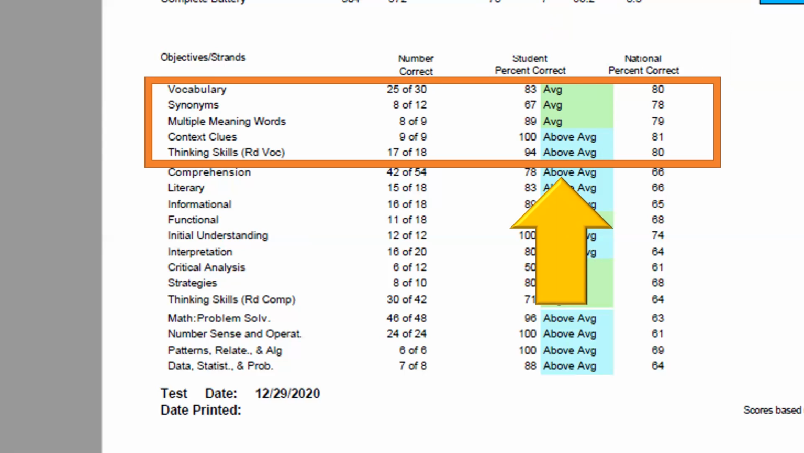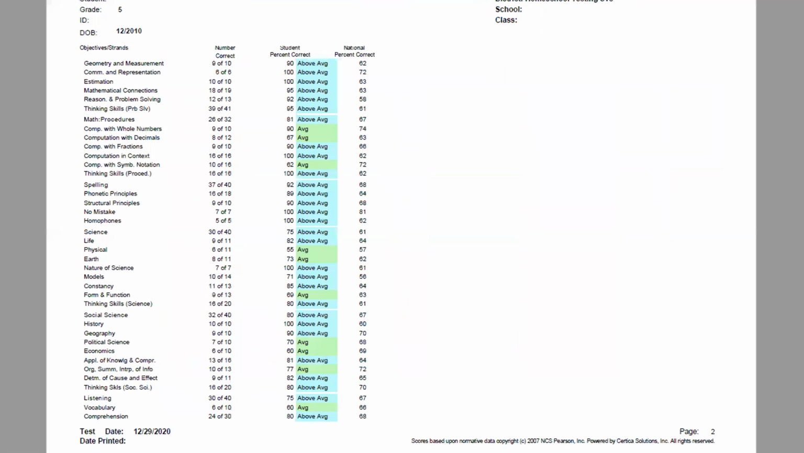Below average is in red, average is green, and above average is in blue. These color codings allow you to quickly see the areas that you need to work on with your child. Here is page 2 of the results page. Again, each subtest is broken into smaller categories to help you see what your child knows well and what they still need to learn.